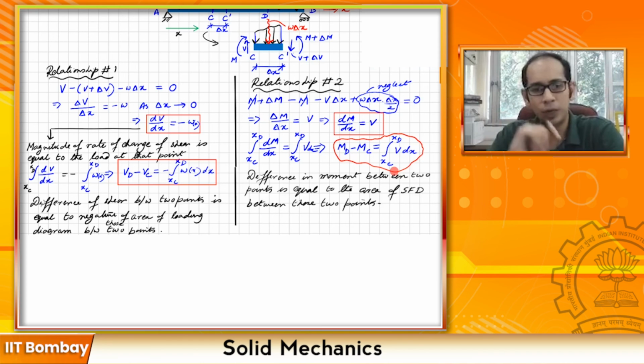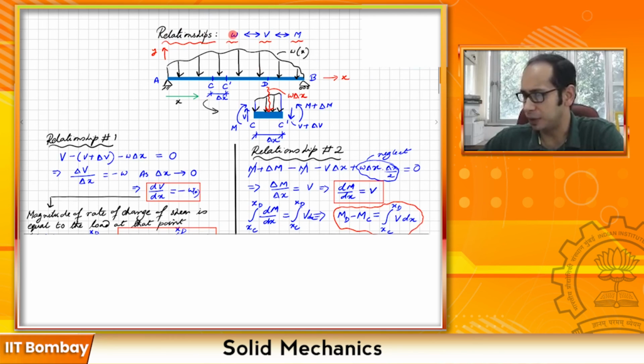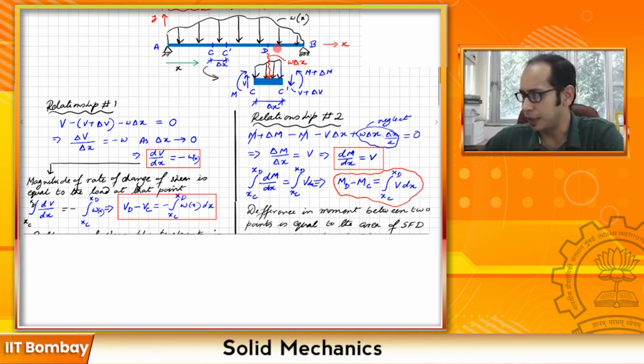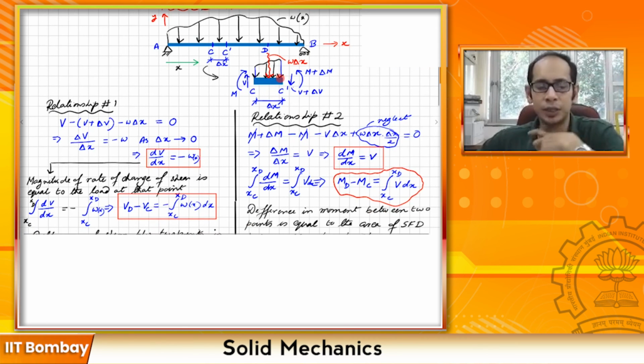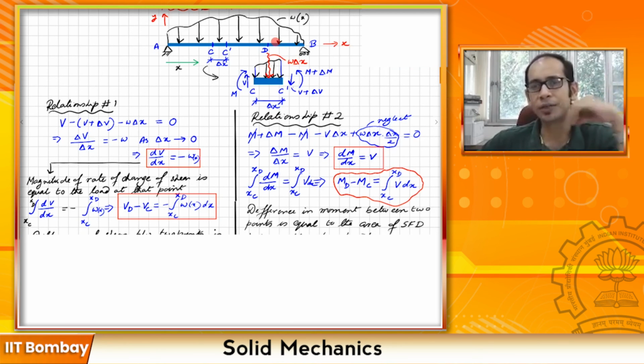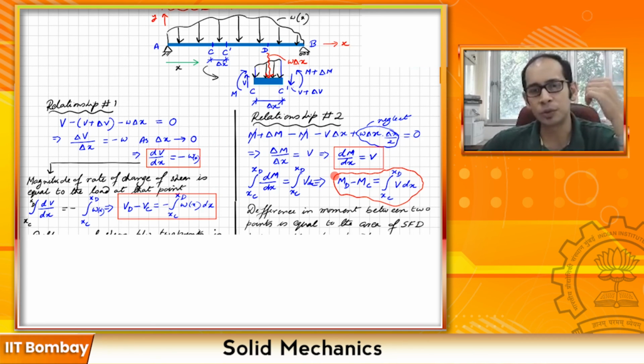Now these two relationships give the relationship between W and V, and between V and M. We have two more relationships, and those are not for this distributed load but for a point load and a couple. Those are essentially takeaway messages. These are not the relationships we are primarily going to use, but those two other relationships, which we'll name relationship 3 and 4, help you keep track of how some of the shear force and bending moment numbers change when you encounter a point load or a point bending moment. Let's take a look at those two as well.